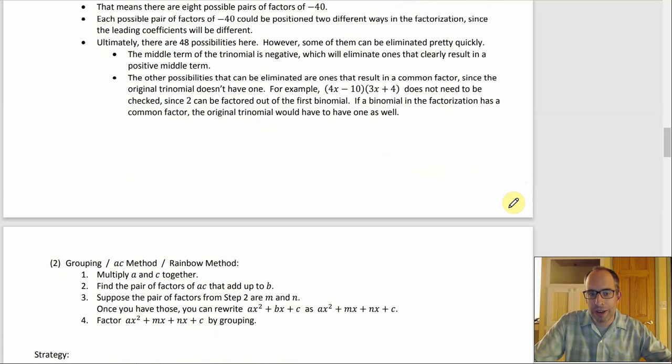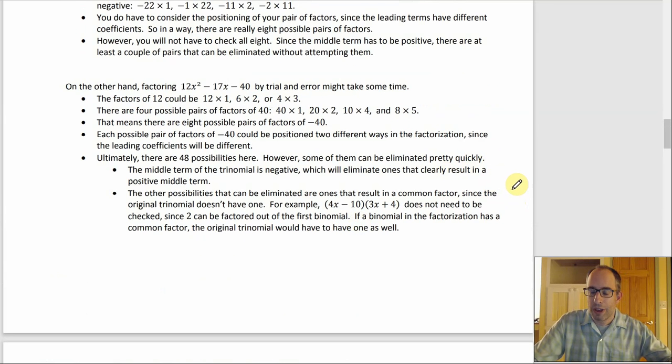So the other way would be something like this. Oh, I forgot to say this. If you're going to do this by trial and error, this is actually a big thing, and it took me a long time when I was learning how to do this to catch this when it was happening. There are some possibilities that you don't have to check because 12x squared minus 17x minus 40 doesn't have a common factor. But this, you could factor a 2 out of. So it can't work, right? Because then whatever trinomial you're going to get would also have that common factor of 2, and that's clearly wrong, right? That's not what we have in this original trinomial.